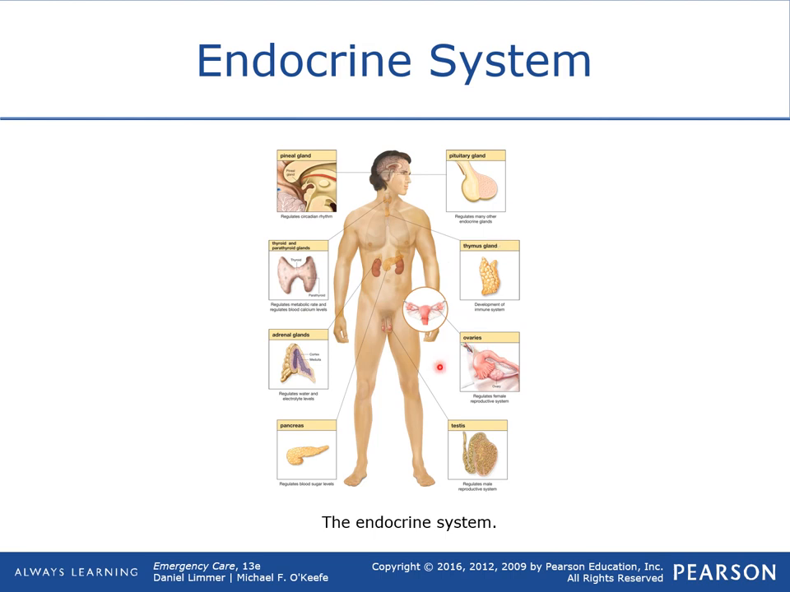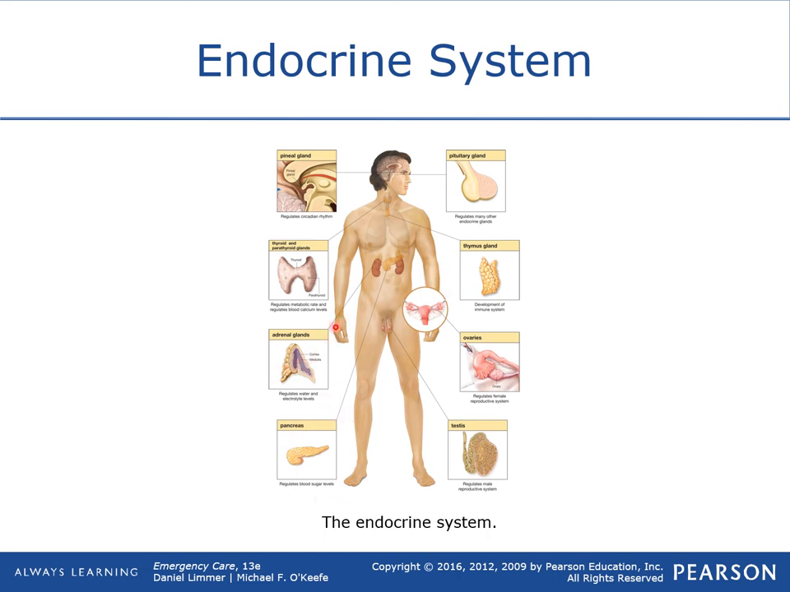Then going down here, you have your ovaries if you're a woman, or your testes if you're a man. Those regulate the reproductive systems of females or males, respectively. Moving over here, we have our pancreas, which is located right there. Your pancreas will regulate your blood sugar levels, as we talked about with insulin and diabetics. So this is what regulates your blood sugar.